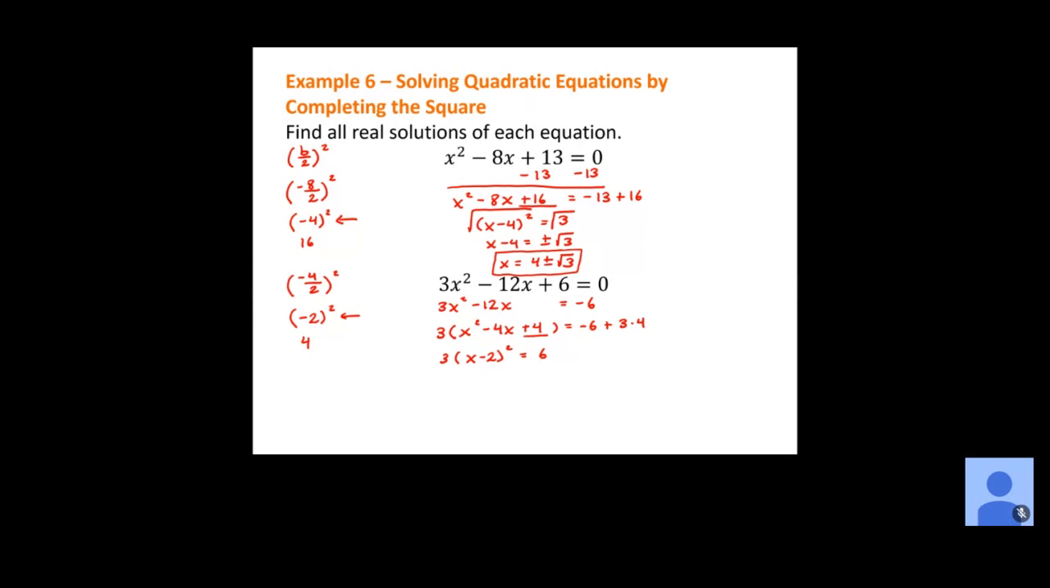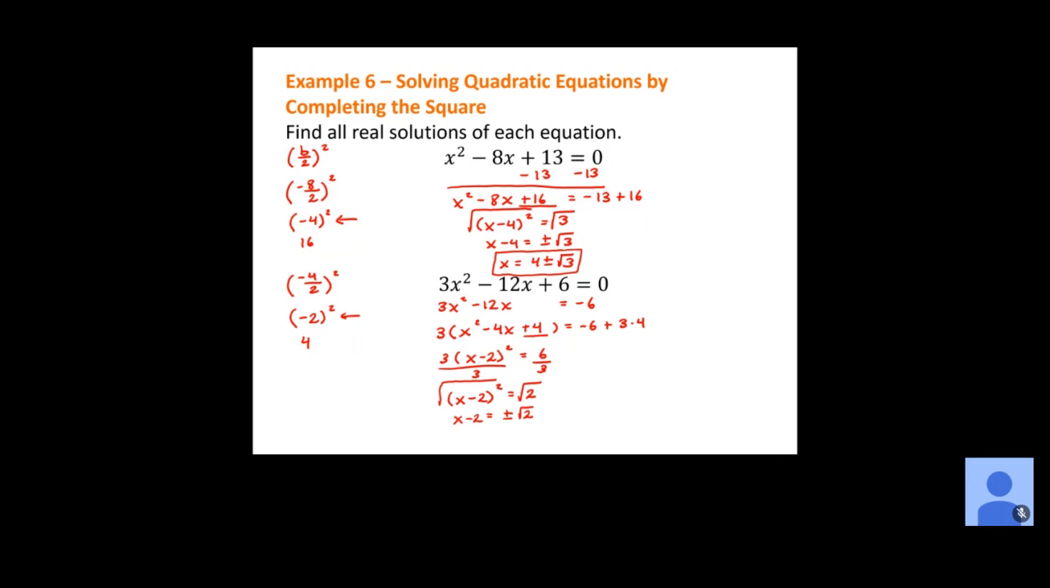Now, we have one additional step this time because we need to get rid of the 3 before we can take our square root. So what are we going to do with the 3 on both sides? Divide, right? Divide both sides by 3 first. It's going to give us x minus 2 squared equals 6 divided by 3, which is 2. And now we can take our square root, right? So we'll take the square root of both sides. That gives us x minus 2. Again, don't forget your plus or minus. So plus or minus square root of 2.